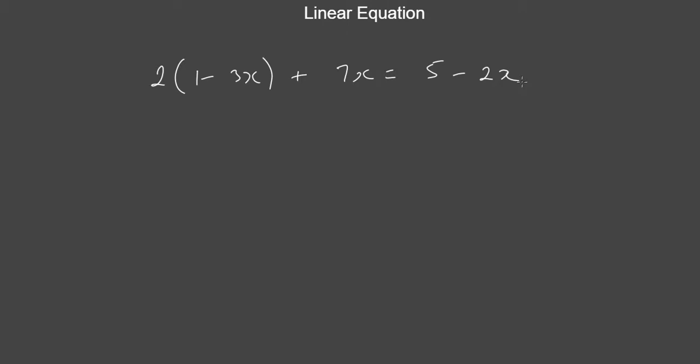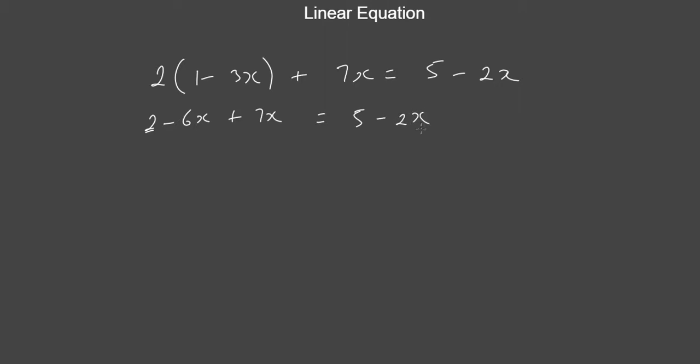So now let's multiply this out. This gives you 2 times 1, that gives you 2. 2 times minus 3x, that will give you minus 6x. Then plus 7x equals 5 minus 2x.